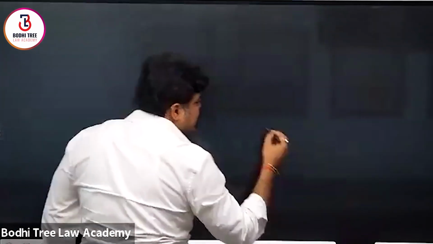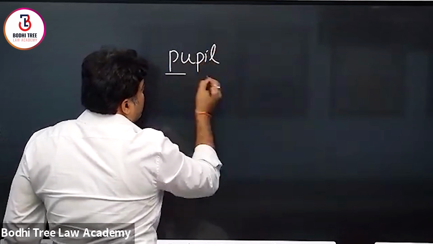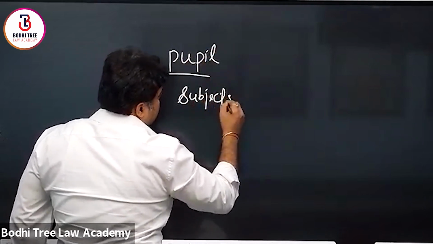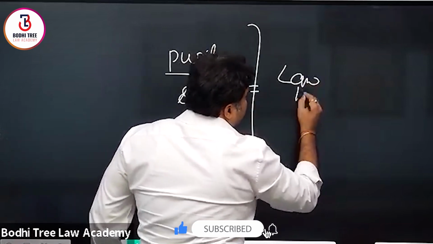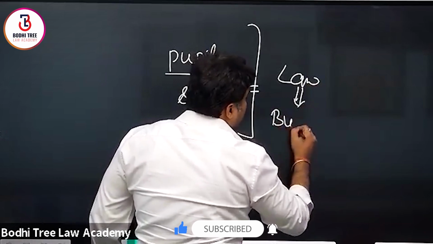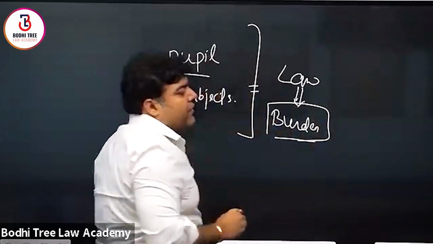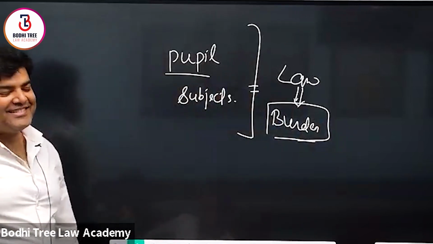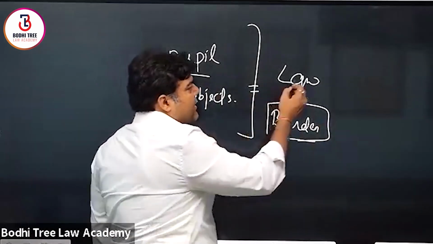When the king exercises the right on the same people or same subjects, for example, there is a law which imposes equal burden on all the people.